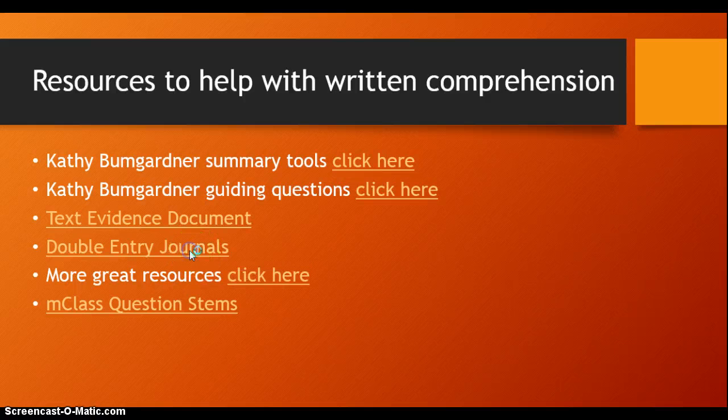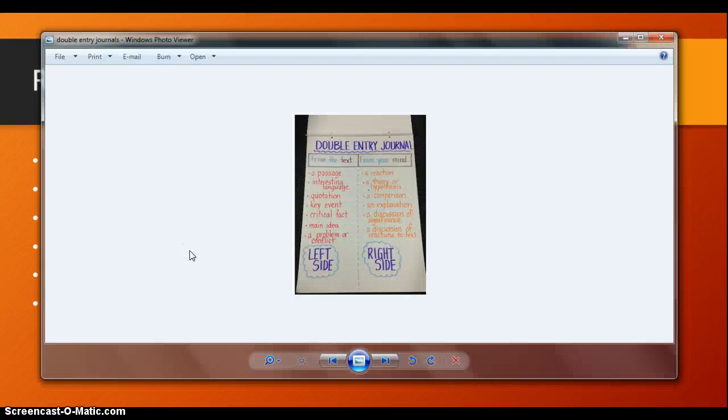There's also double entry journals, and in these journals, on the left side they can specifically put from the text what they found in the question, but then they can also put on this side what they're thinking. So from your mind, you're thinking this. So for example, on this side from the text is a problem or a conflict.